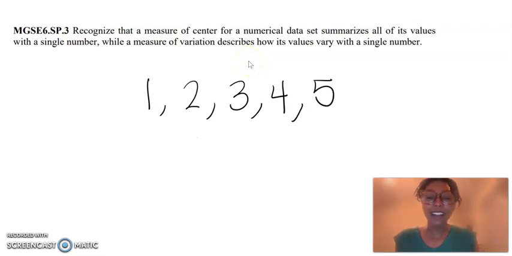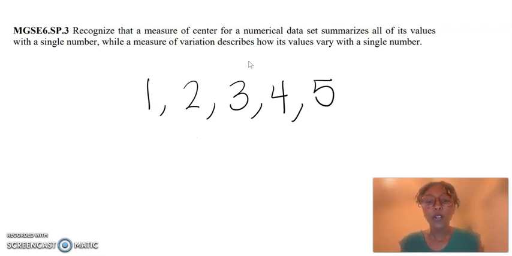Hello. We are back again with the third video in the statistics series coming from our Georgia Math Standards for middle school. And today we're doing the third standard. Recognize that a measure of center for a numerical data set summarizes all of its values with a single number, while a measure of variation describes how its values vary with a single number.